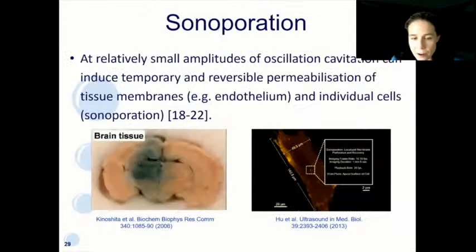So if we start at the smallest length scale, the motion of a bubble in a liquid near a cell is known to create poration of the cell membrane. So it can actually temporarily permeabilize the cell, enabling uptake of drugs. Now, this is a slice through some brain tissue showing where drug has been able to pass out of the blood vessels as a result of the permeabilization of the blood vessel wall.